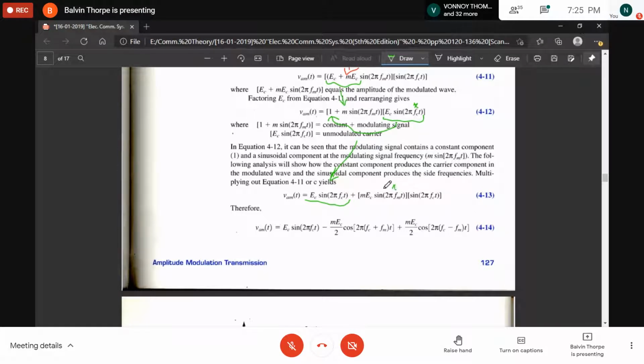Which is why, if we choose to use all of this as A, so sine A, and this can be seen as B, this is sine A sine B, which gives us, as I said before, a half cos(A minus B) minus a half cos(A plus B). That is why we get this expression after expanding this expression, in 4.13.